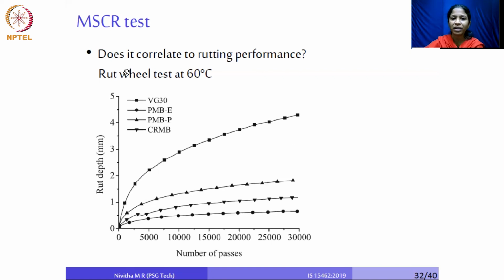Now I can show you the rut wheel test result at 60 degrees Celsius. You can see the ranking is completely different, at least for PMBP and CRMB. VG30 and elastomer, at least the ranking is the same, but PMBP and CRMB are different. So if I want to correlate the performance, again, the performance varies with temperature. So at which temperature should I try to establish such a correlation? Right, that is the first aspect.